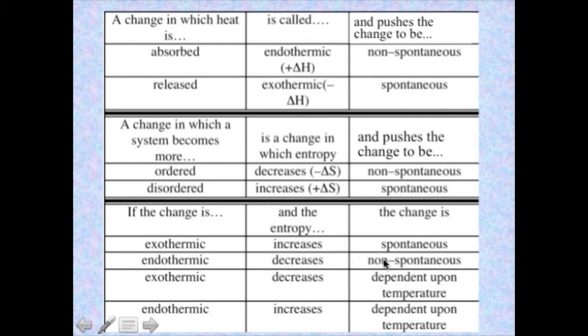will be non-spontaneous. However, if the two go in different directions, if the enthalpy is exothermic, but the entropy change decreases, in other words, the enthalpy is pushing the change to be spontaneous, and entropy is pushing the change to be non-spontaneous, then temperature is going to be the deciding factor. And the same thing is true if the change is endothermic and entropy increases. They're fighting against each other, with enthalpy saying no, not spontaneous, and entropy change saying yes, spontaneous. That also is going to be dependent upon temperature.